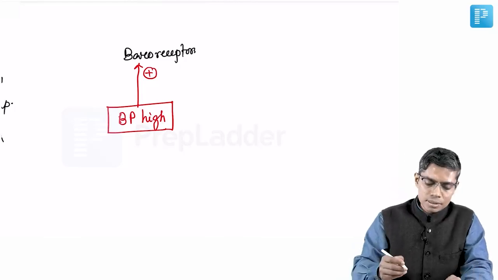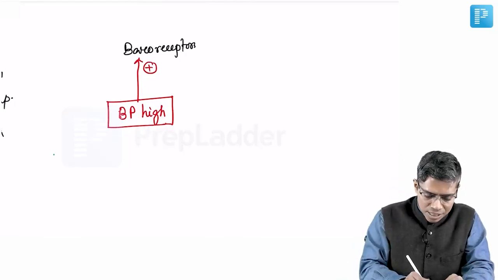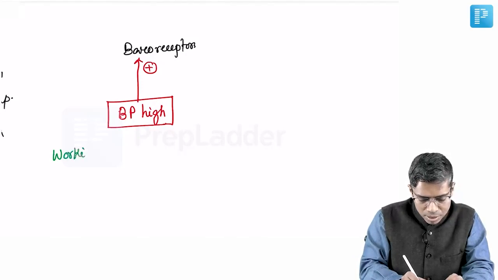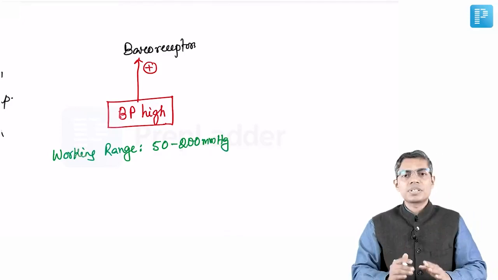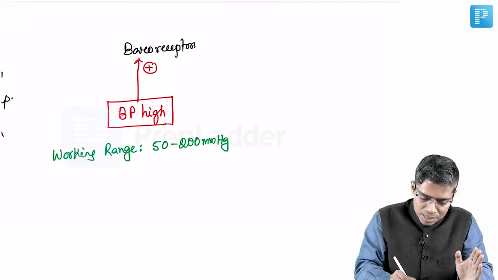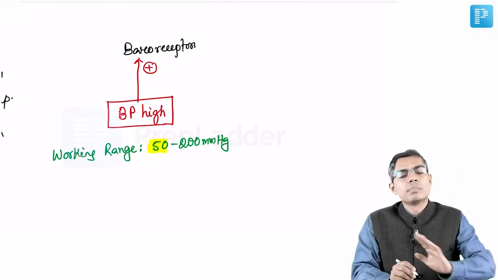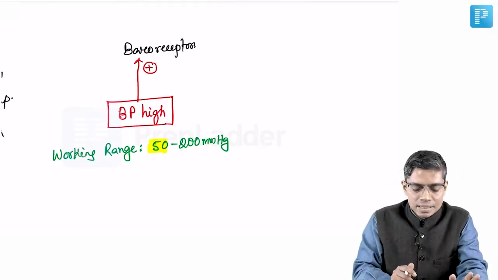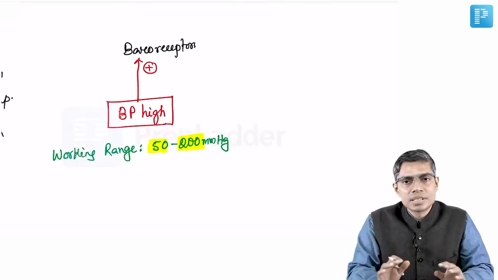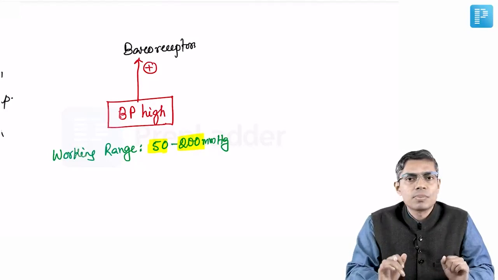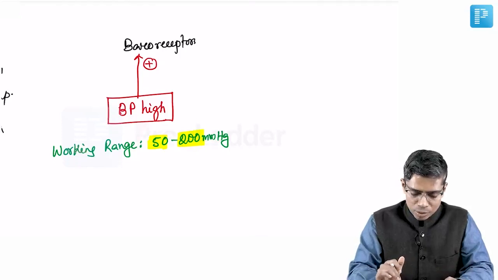There is one thing which is known as the working range. So please remember, the working range of this baroreceptor is from 50 millimeter of mercury up to 200 millimeter of mercury. Means if the blood pressure is below 50 millimeter of mercury, baroreceptor will be completely inactivated. If it is more than 200 millimeter of mercury, further activation, more activation of baroreceptor is not possible. What I am saying, you may not understand.